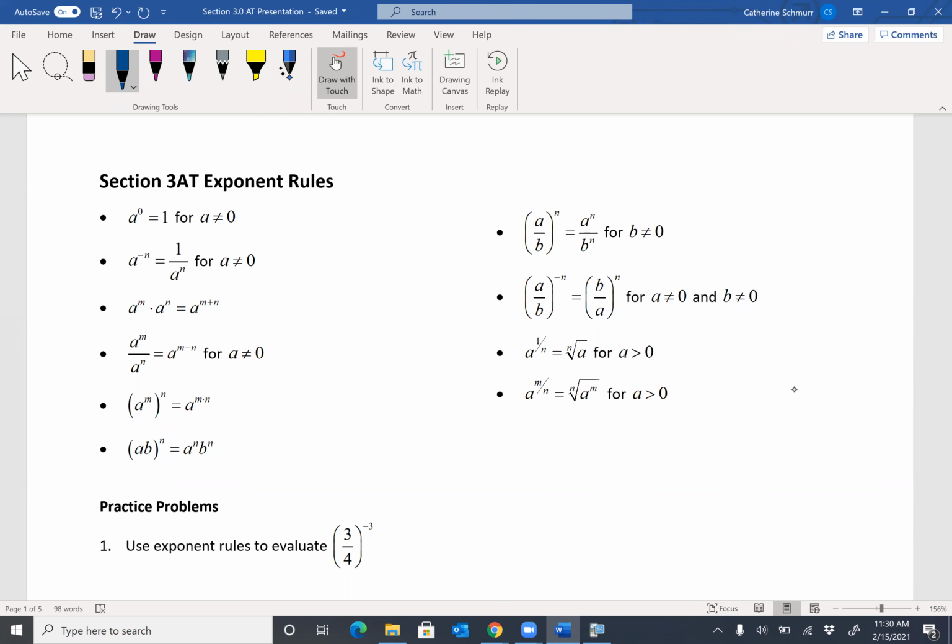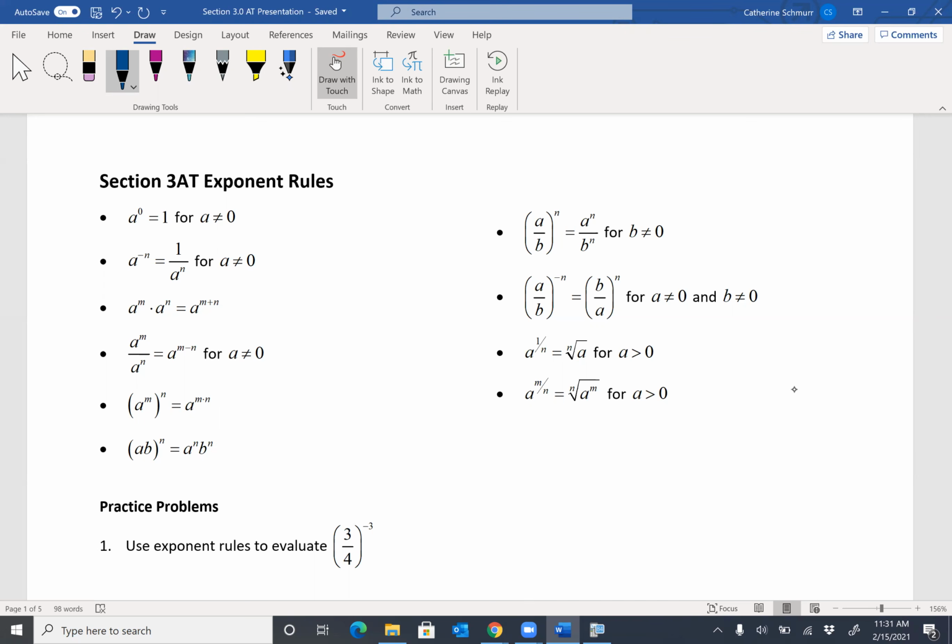A times b to the nth power is equal to a to the n times b to the n. A over b to the nth power equals a to the n over b to the n, as long as b is not 0, since we cannot divide by 0. A over b to the negative n is equal to b over a, so I flipped that fraction, to the positive n. And that's as long as a and b are both not 0.